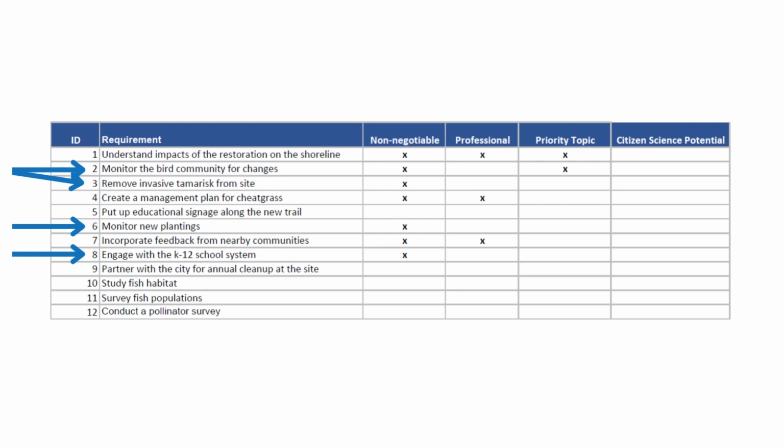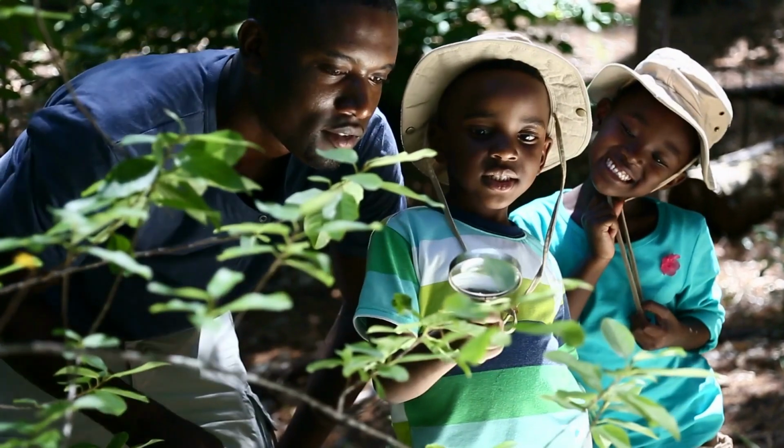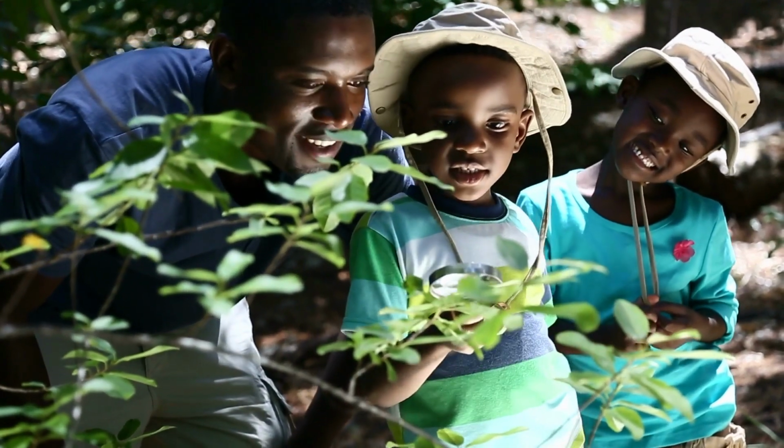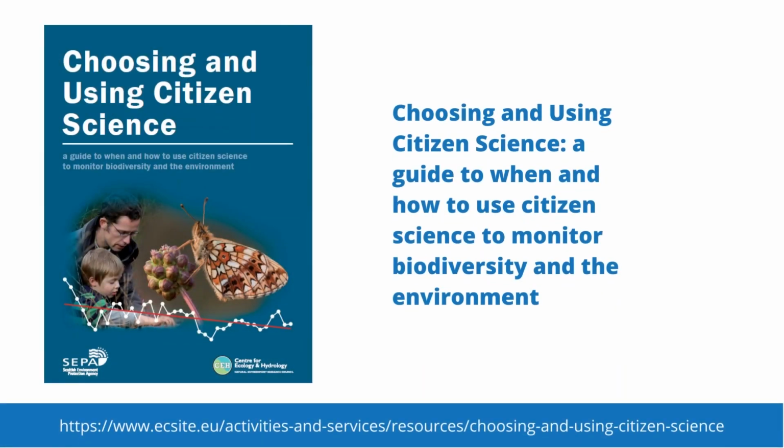Evaluating which requirements have citizen science potential is made easier with a decision framework published in the guidebook titled Choosing and Using Citizen Science, a guide to when and how to use citizen science to monitor biodiversity and the environment, created by the Scottish Environment Protection Agency and the Centre for Ecology and Hydrology at the Natural Environment Research Council.